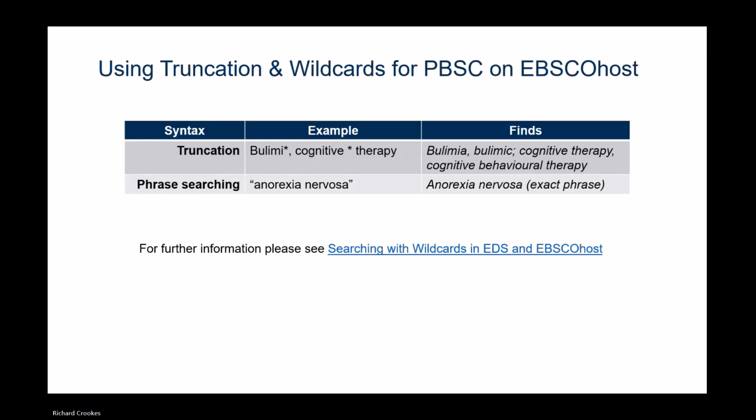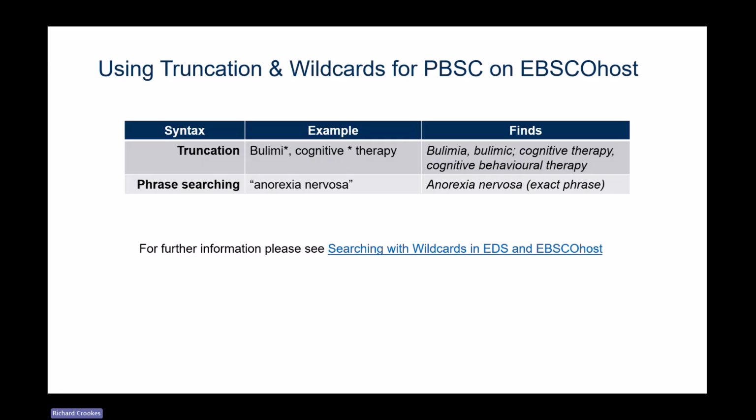So I mentioned also the use of truncation wildcards for this database. These are in keeping with the syntax for EBSCOhost databases in general, so we use CINAHL, Medline as well. So truncation, typically for words with multiple endings, so multiple expressions, so bulimia, bulimic, for example, anorexia, anorexic. If you truncate and add the asterisk at the end of the word, then you'll pick up those variations. You can also use truncation between terms if you're looking for cognitive therapy, but that might also include behavioral therapy or cognitive behavior therapy. Then you can insert the asterisk between cognitive and therapy.